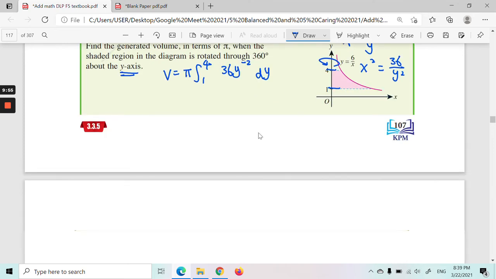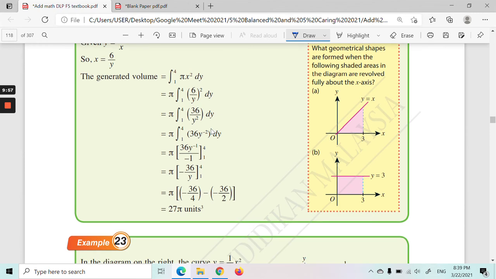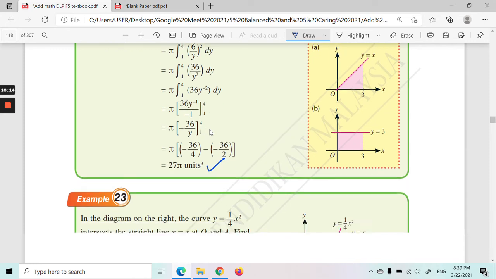Then when you have this, you can do the integration like usual. Number copy, y copy, power plus 1, negative 2 plus 1 becomes negative 1, divide by negative 1. Integrate like usual, and then substitute when y equals 4 minus when y equals 1. Then key in the calculator. So this is the answer.